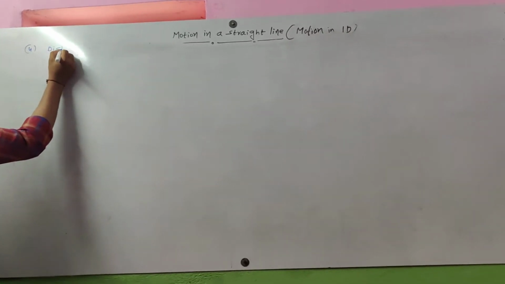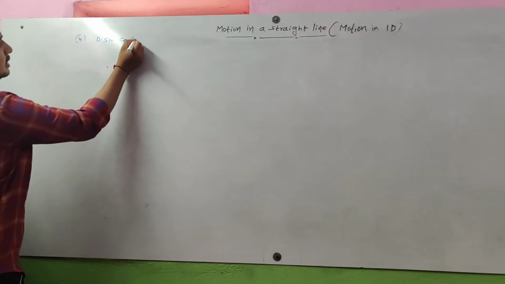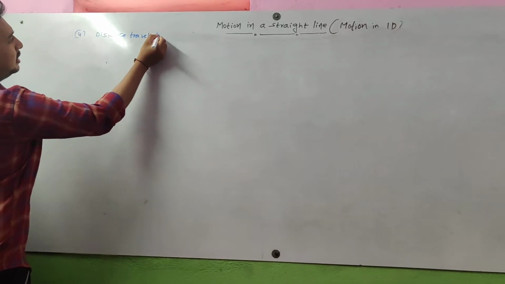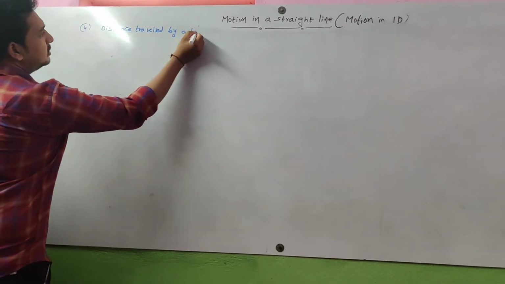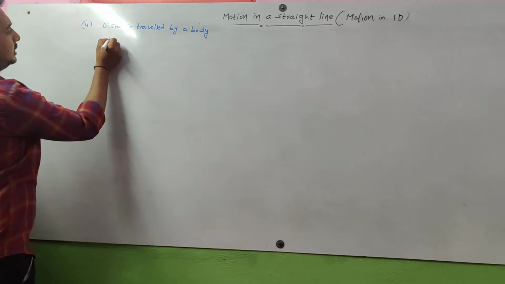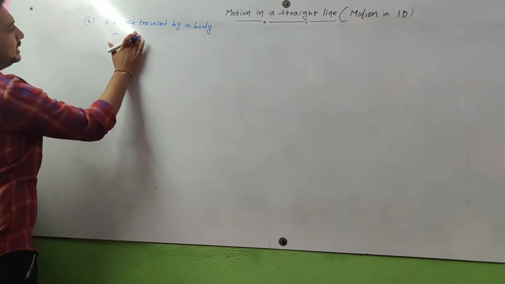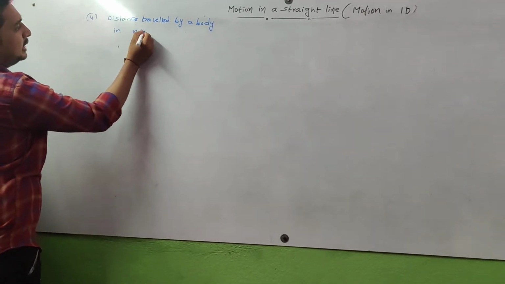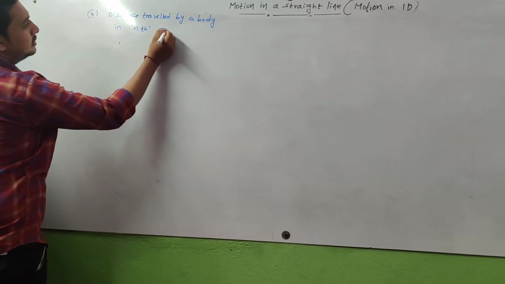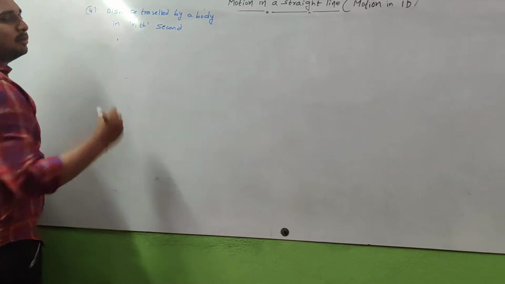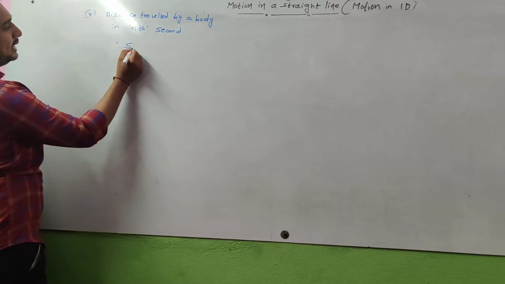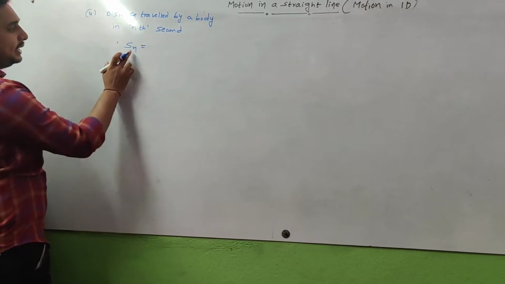The fourth equation is the distance traveled by a body in the nth second. Distance traveled by a body in the nth second is indicated by Sn.